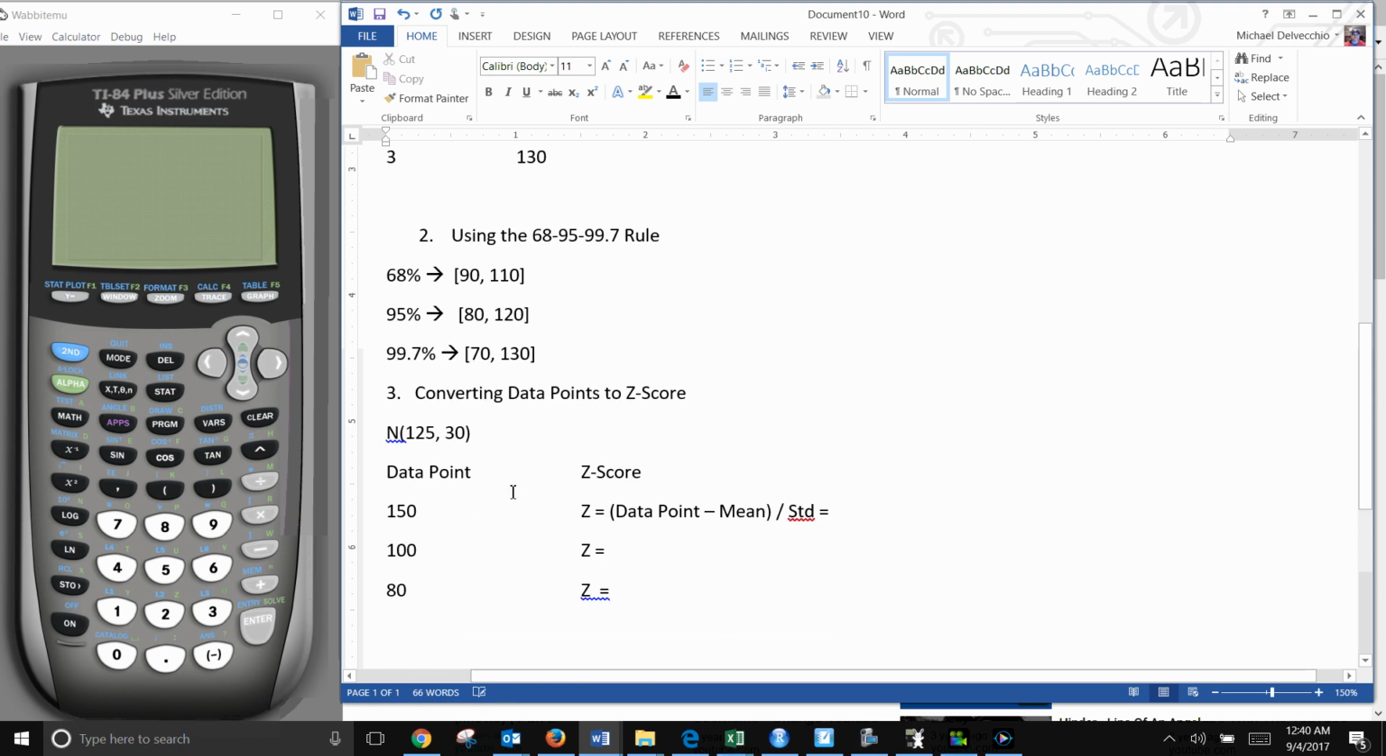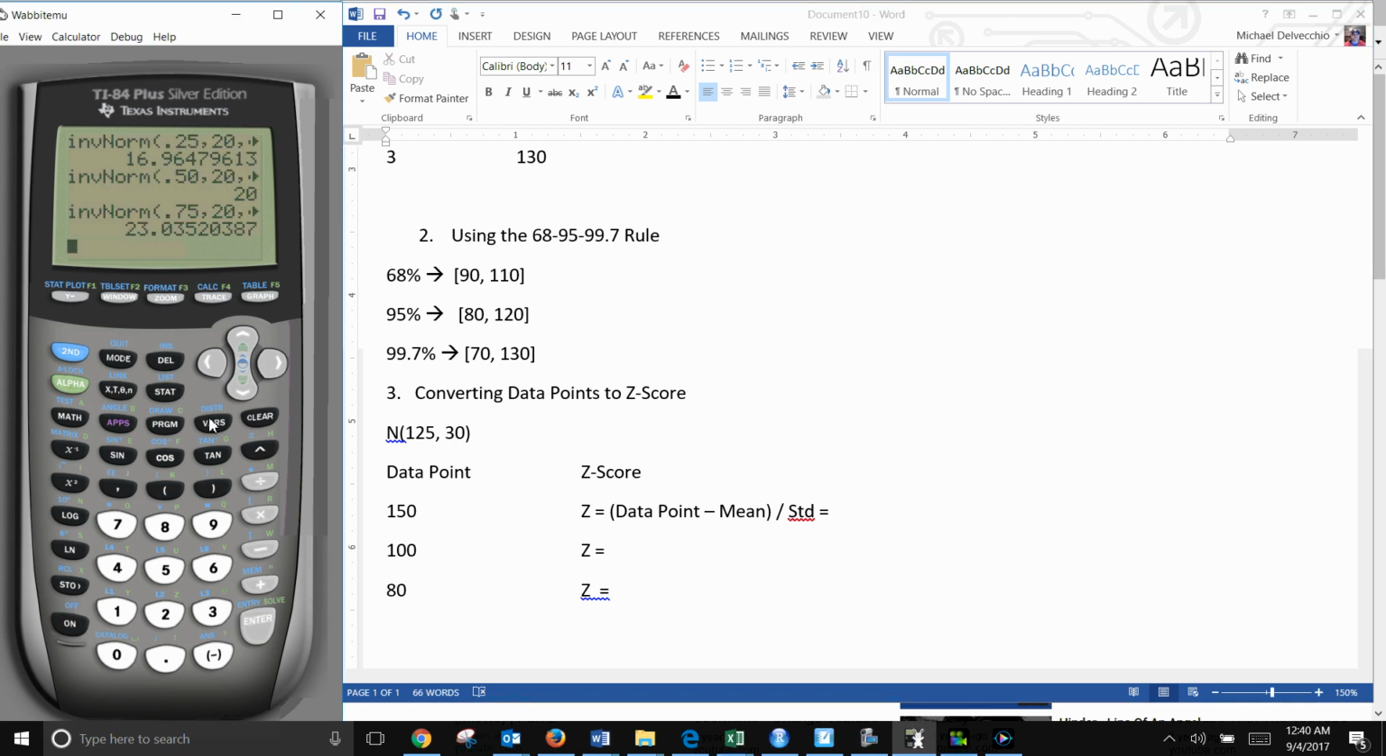All right. Here we want to convert data points to z-scores. So again, normally distributed with a mean of 125 and a standard deviation of 30. So if we had a data point of 150, you can see we do have a formula that z equals the data point minus the mean divided by the standard deviation. So we can go ahead and just put this in our calculator.